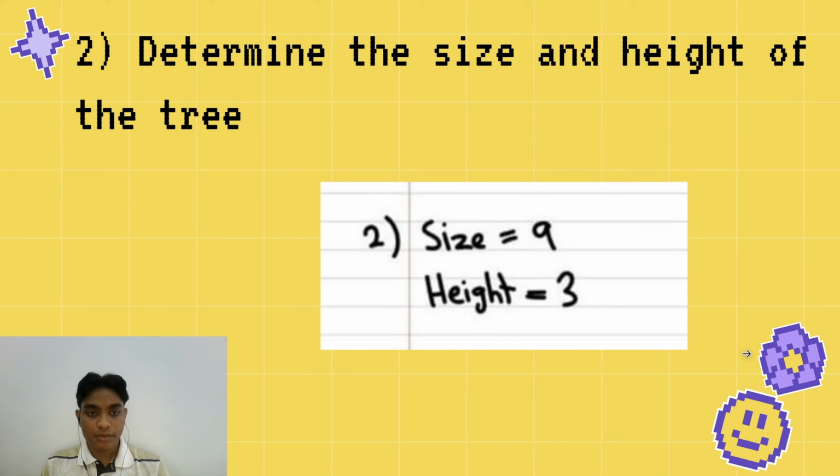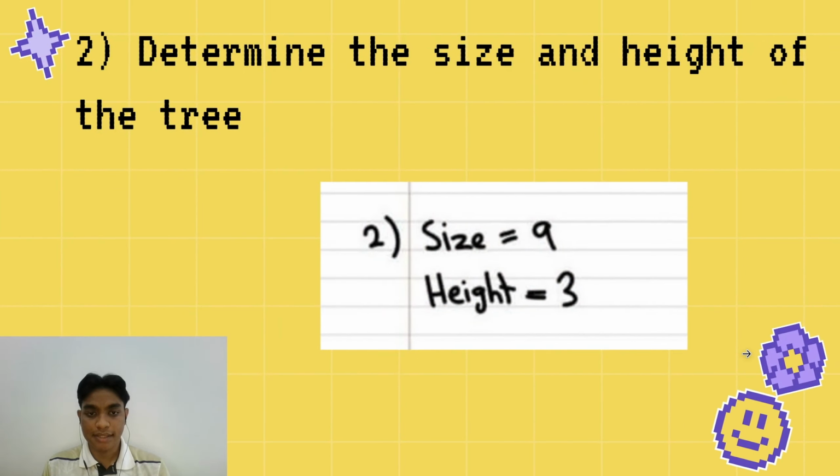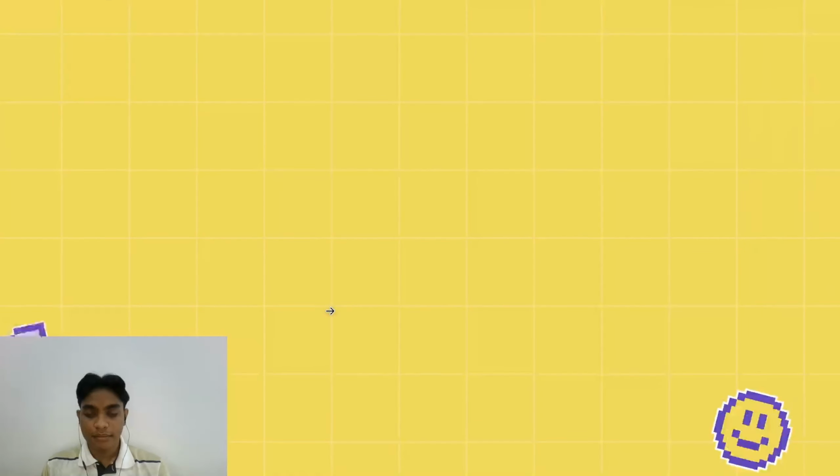So question 2, determine the size and height of the tree. How do we count the size? We need to look at the tree and count all the data, which is 9 data in the tree. So that is the size. And for the height, we need to see the level. Start from 0: 0, 1, 2, 3. So there are 3 levels.